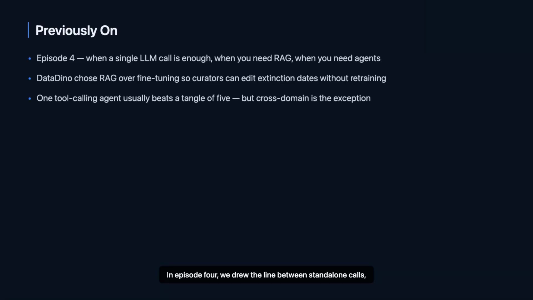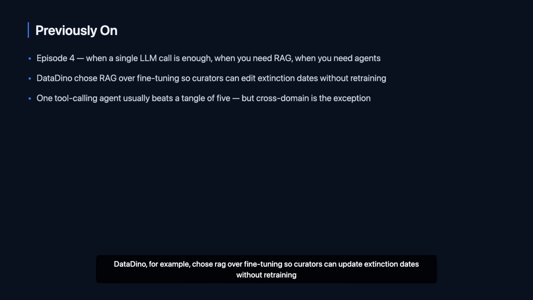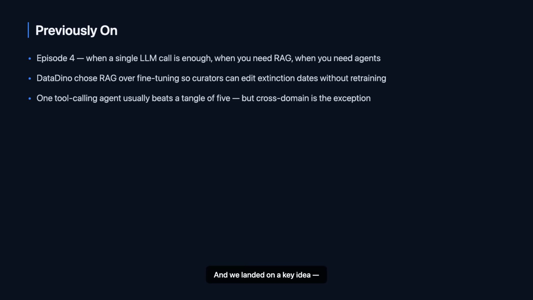In episode 4, we drew the line between standalone calls, retrieval augmented generation, and full agents. DataDino, for example, chose RAG over fine-tuning so curators can update extinction dates without retraining the model, and we landed on a key idea. One tool calling agent usually beats a tangle of 5. Today is the exception to that rule. When the problem spans structured tables, unstructured documents, and external tools all at once, you reach for agent bricks. Let's see why.